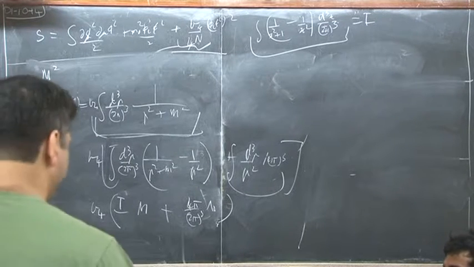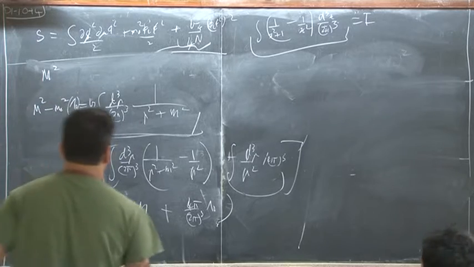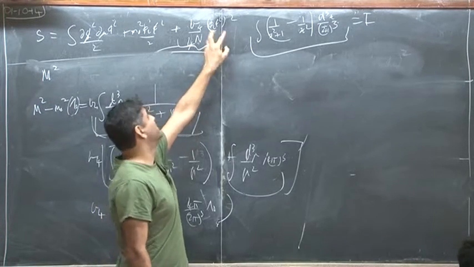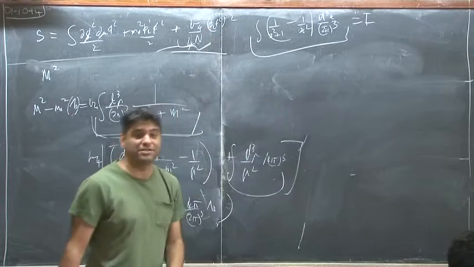But B4 has dimension. You see, phi has dimension 1, so phi to the fourth has dimension 4, and B4 has dimension plus 1. Okay?